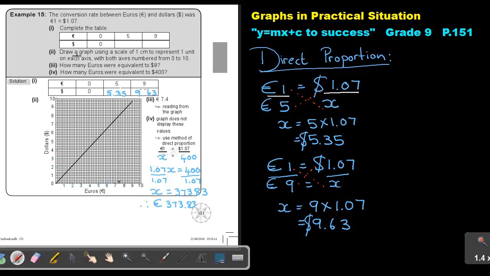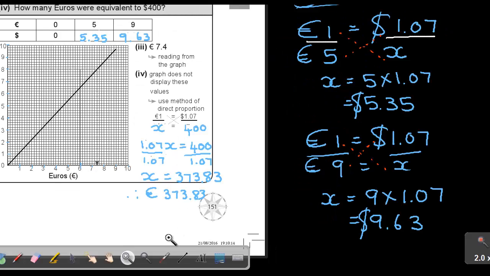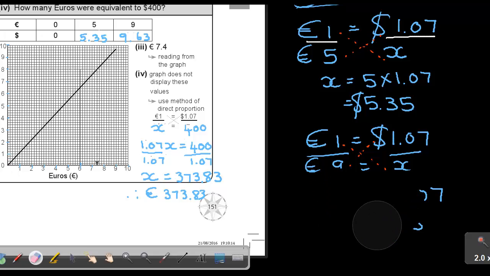Okay, now draw a graph using this scale. Now I'm going to plot these 3 points. So I'm just going to make it bigger so that you can see. If I plot the first point, that's 0, 0, there it will be. The next point will be 5. So I draw a straight line to 5 and I go to 5.35. Now look at this scale. This is 1 and there's 5 blocks. Let's just make space.